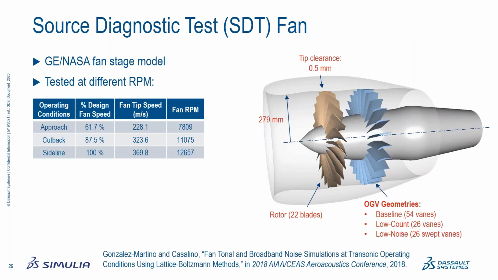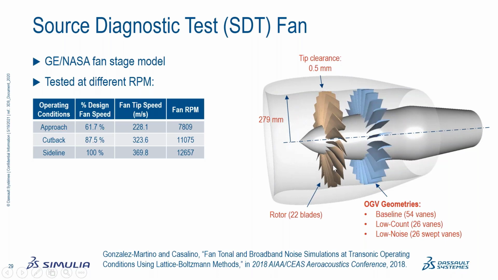So this brings me to the last test case, which is now a turbomachinery test case, known as the STT fan, which is based on the GE NASA fan stage model. There are 3 different operating conditions: approach, cutback, and sideline. And this results in fan tip speeds of 228 up to 370 meters per second, so well into the transonic flow regime. The image on the right shows the geometry.